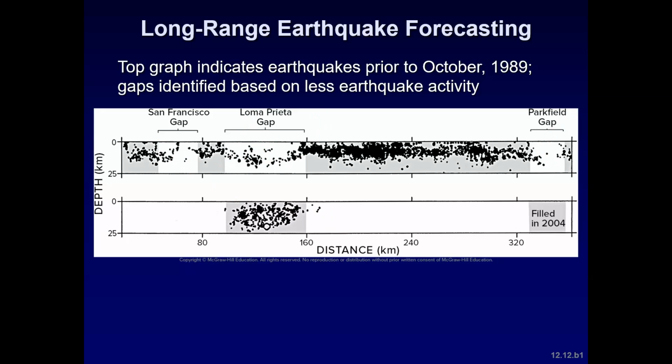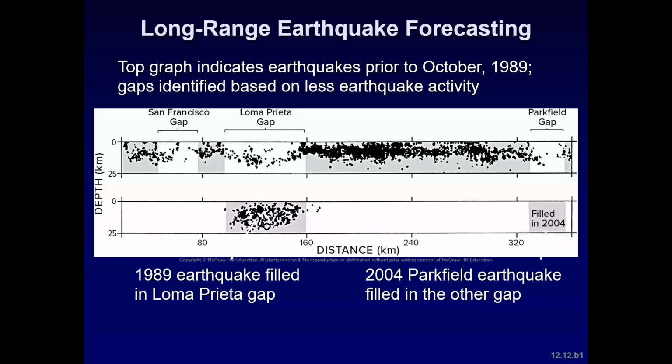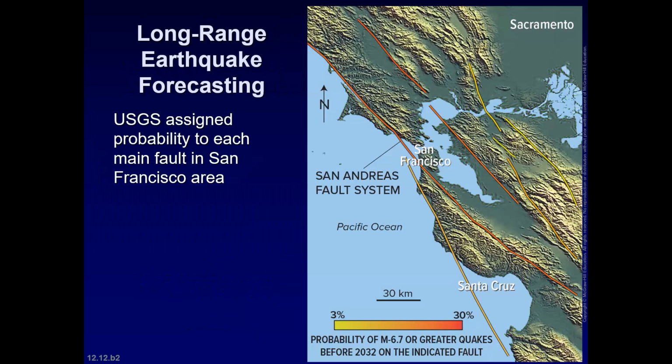So the top cross section was made before October 1989, and then we had those 3 relatively inactive stretches. 2 of the 3 stretches experienced major earthquakes, leaving only the San Francisco stretch still inactive. And the question is, when will this San Francisco gap be filled? When will we see more seismic activity there?